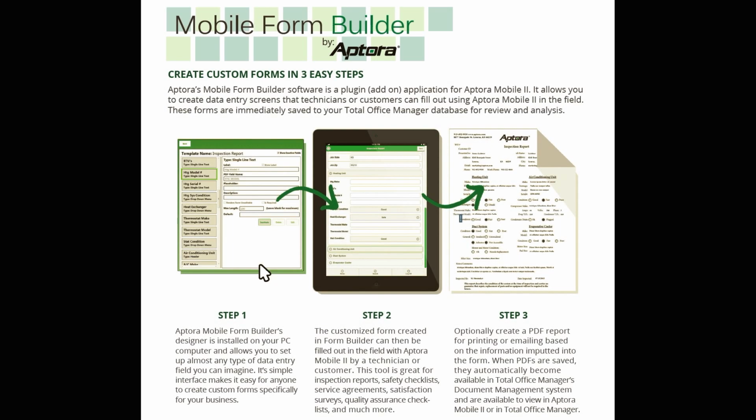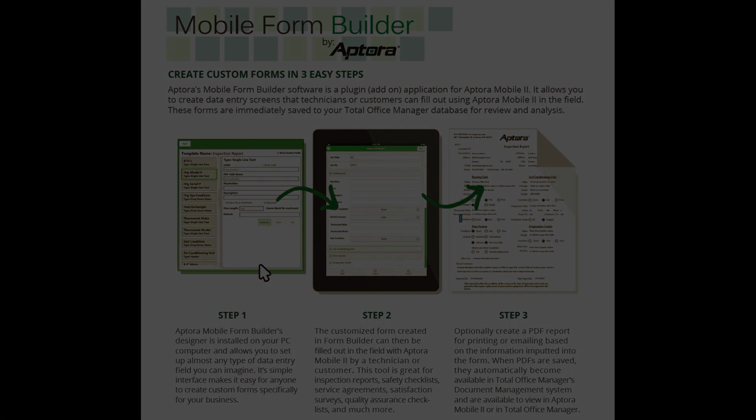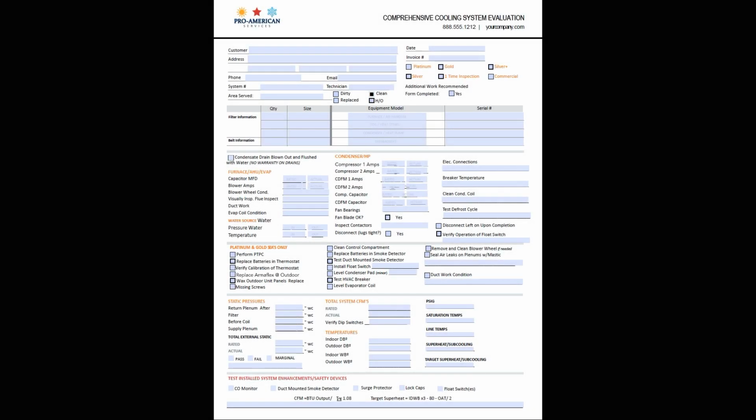We here at Aptora know that many companies would like to truly go 100% paperless. Our solution to this is called Aptora Mobile Form Builder. It allows you to create data entry screens that technicians or customers can fill out using Aptora Mobile 2 in the field. Here you see we have a comprehensive cooling system evaluation that can be filled out digitally in Aptora Mobile Form Builder. This is a great form to give to a customer after it's filled out by the technician because it adds value. It shows the customer what they're paying for.